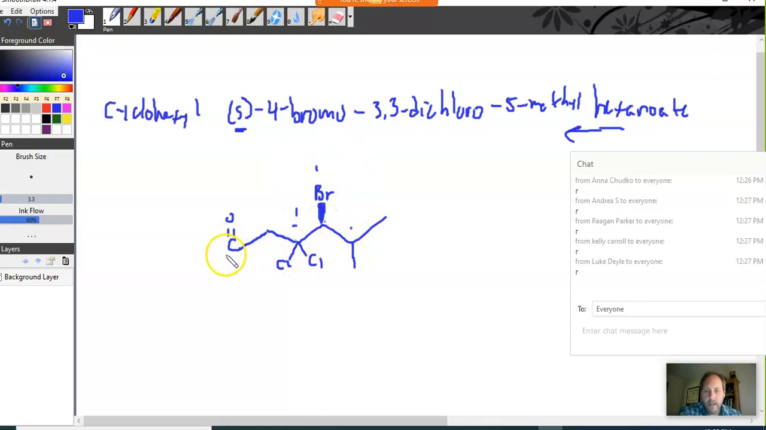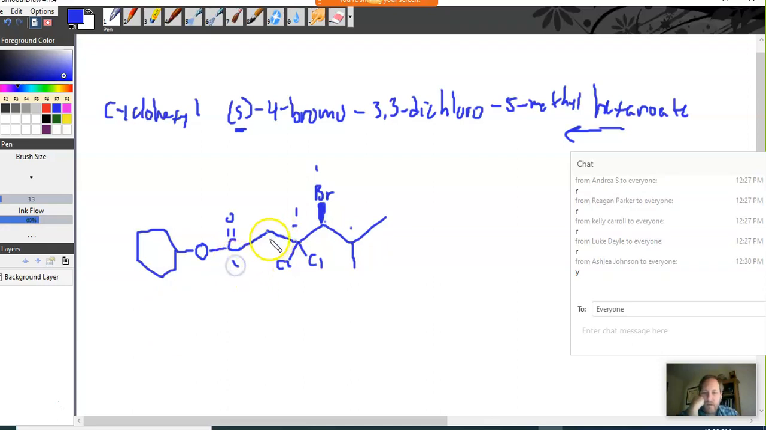And then on the ester, you have a cyclohexyl coming off of here. That's a horrible looking cyclohexyl. There we go. Does that look about what you guys got? Yours might have been flipped around or something, which is fine.